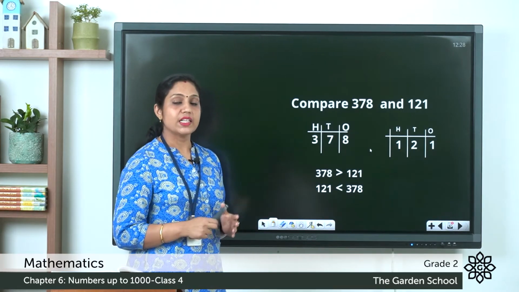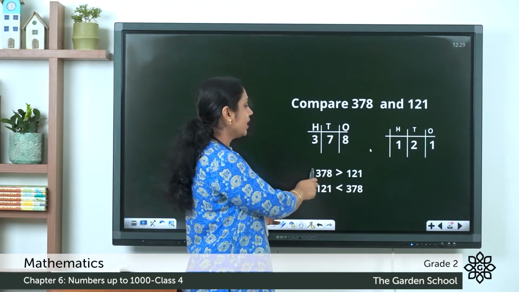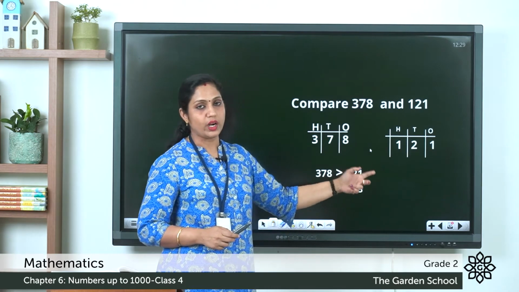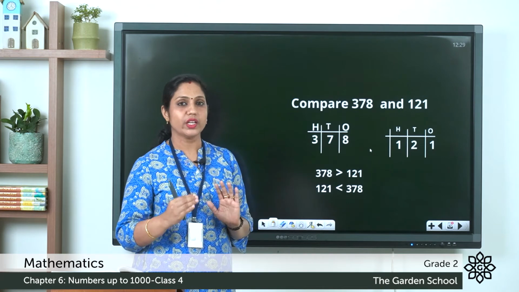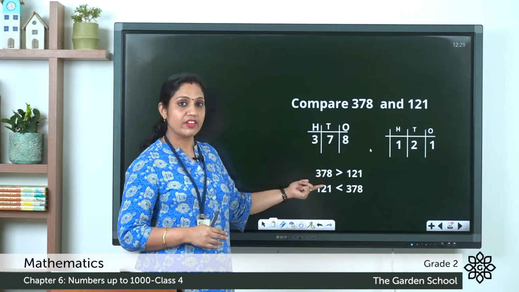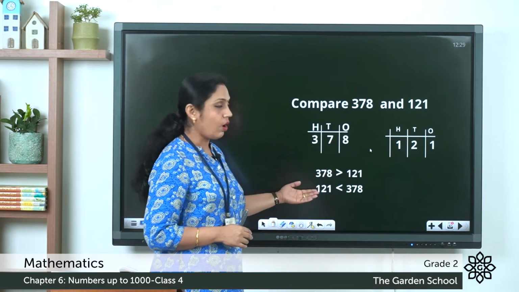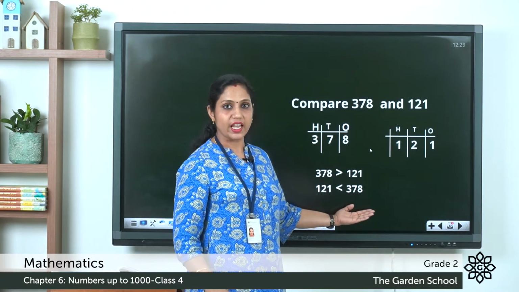When using the symbols greater than and less than, how can we write this? We can write this as 378 greater than 121. Remember that the mouth of the crocodile always opens to the greater number. So here we can read it as 378 greater than 121 or 121 less than 378.